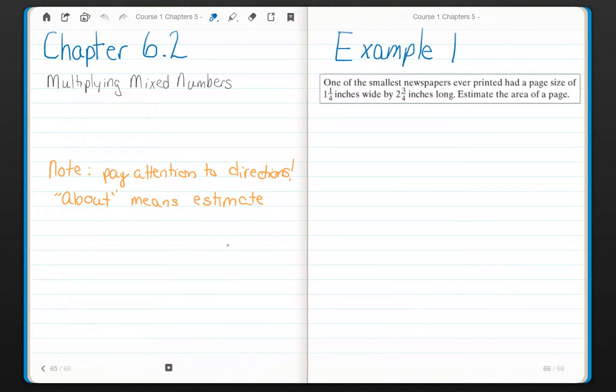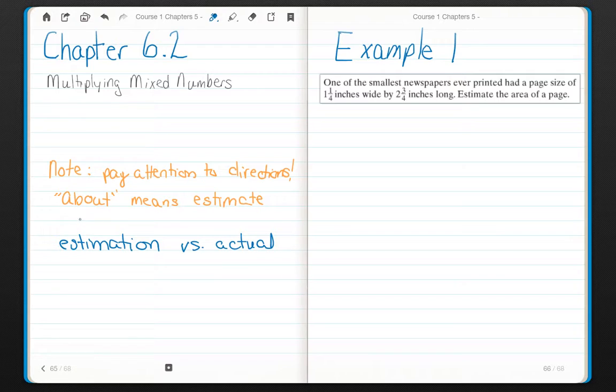Chapter 6.2, Multiplying Mixed Numbers. There is no vocabulary for today, but I do want you to pay attention to this note. Pay attention to the directions on this assignment. Half of this assignment is going to be estimation, and half of this is going to be actual math, okay? Solving the actual literal problem.